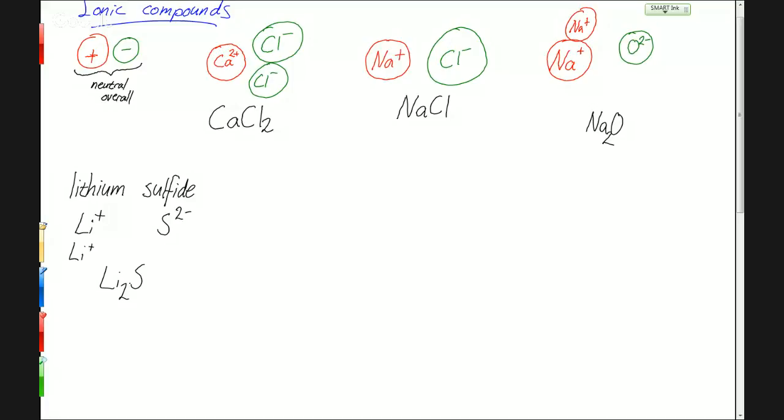Why not try minus 2? Good question. Why aren't the charges in the formula? Once the formula is together, it's all neutral. So if you put a charge up there, it looks like the whole formula has the charge. We want the whole compound to be neutral. So we take those charges out when we put them together and write the final formula.